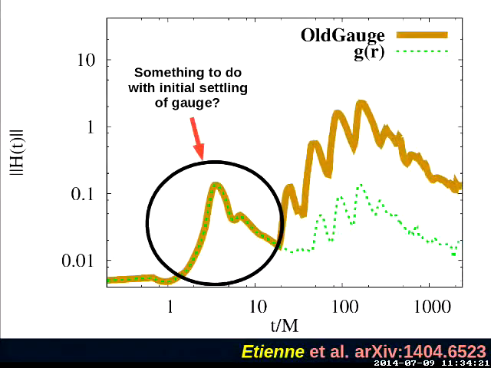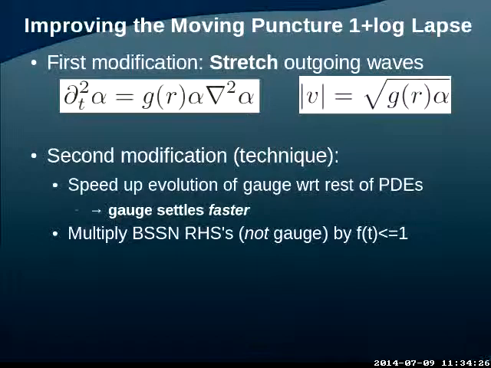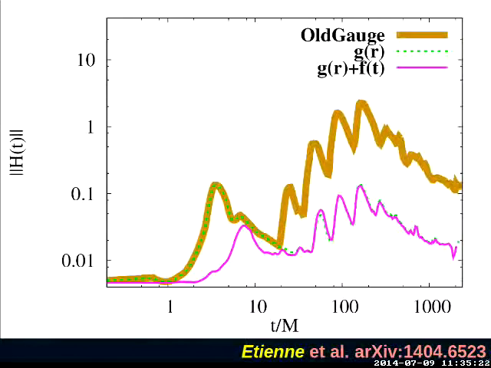We believe its existence may have something to do with the initial settling of the gauge. So our second modification focuses on speeding up the evolution of the gauge dynamics with respect to the rest of the PDEs, forcing the gauge to settle faster. Now we accomplish this by multiplying the BSSN right-hand sides, that is the right-hand sides of our gravitational field evolution equations, not the gauge, by some function f of t, which starts out very small and increases very smoothly and slowly to 1. So once it reaches 1, we just have the standard BSSN right-hand sides. Now we actually showed in our paper that this trick is exactly equivalent to another change in the gauge. So we're still allowed to do this by virtue of gauge freedom. But does this trick kill the initial Hamiltonian constraint spike? The answer is yes, it does. That's shown here in purple.